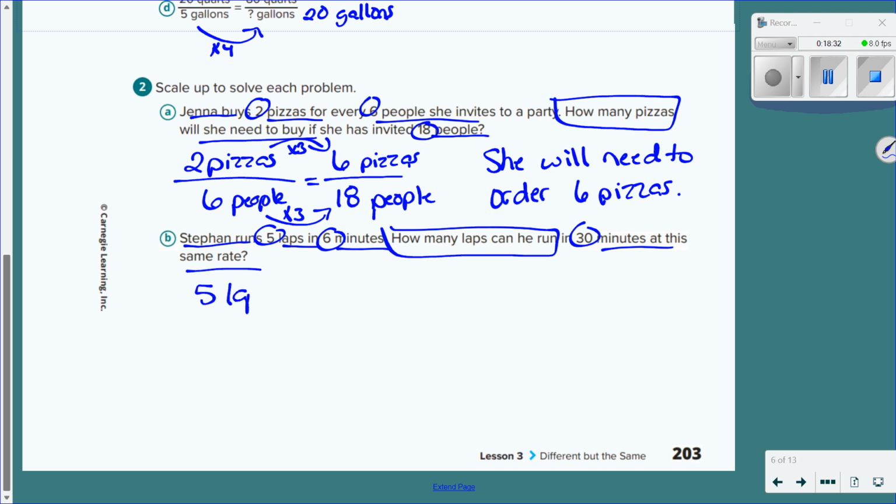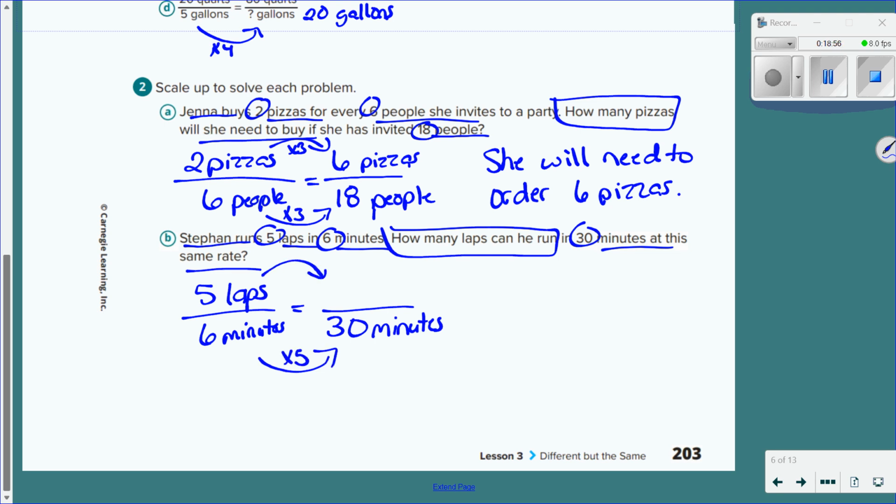5 laps, 6 minutes. And what information did they give us for our second fraction? 30 minutes. And again, it goes in the same place that minutes is in the first fraction. In this case, it's the denominator. What do I do to 6 to get to 30? Times 5. So 5 times 5? 25 laps. He can run 25 laps.